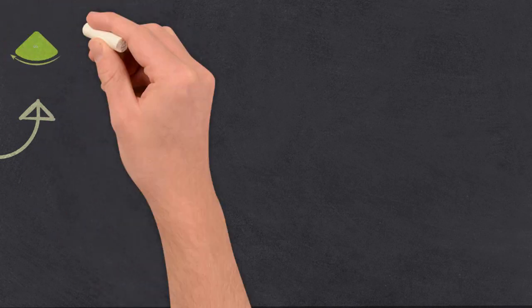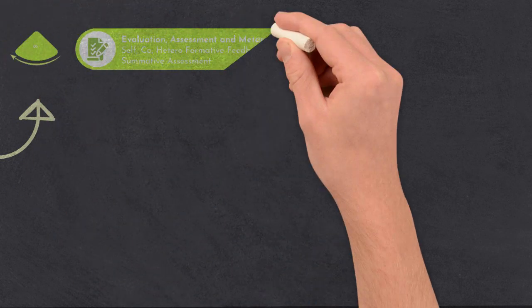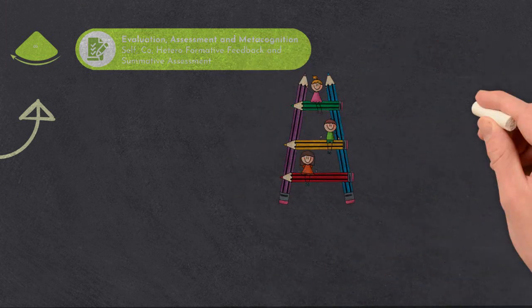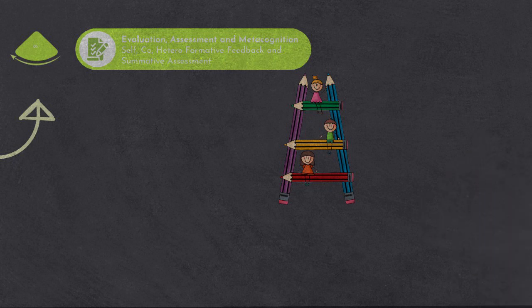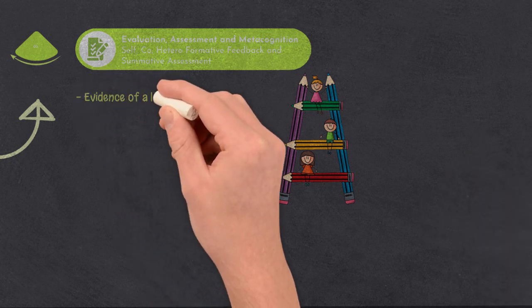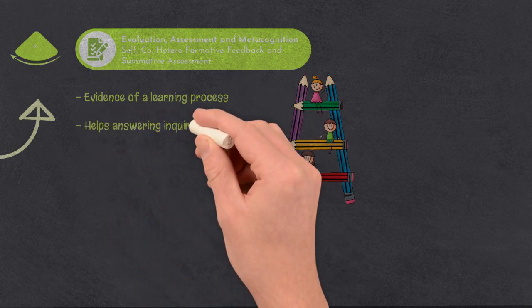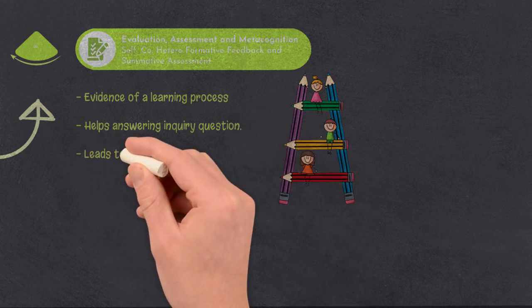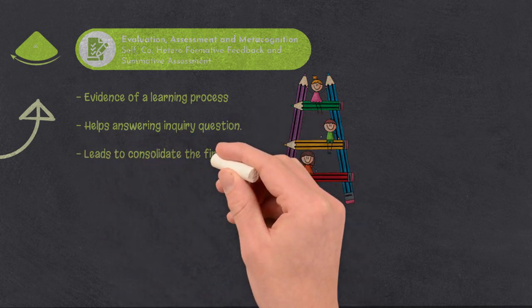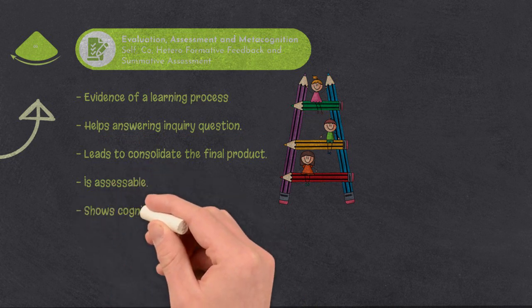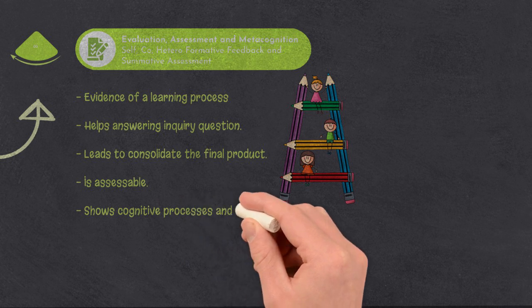Moment 3. Evaluation, assessment, and metacognition. Every MVP must meet a minimum criteria for it to be successful. So here you'll find some of these aspects. Each MVP must be evidence of a learning process. It needs to help answering your inquiry question. It has to lead to consolidate the final product.